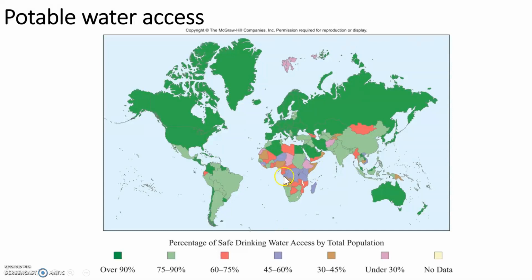So Africa obviously jumps out in this graph. The colors here show that there are areas in which under 30% of the population has potable water to drink. So while in the US it's not something that we think about on a daily basis, in the developing world, this is a major issue.